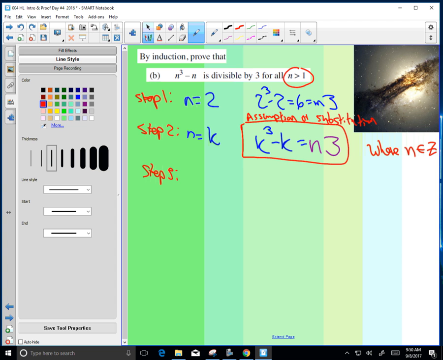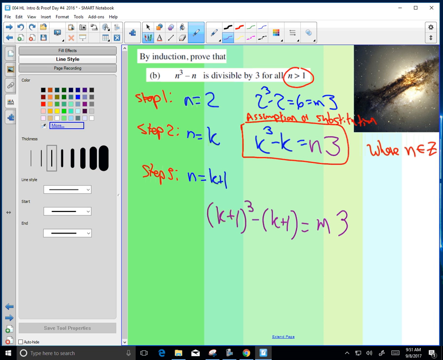So then for the next step, let n equal to k plus 1. Now what you're going to do is wherever there's a k, you put in a k plus 1. Should we write out the steps when we do it? Sure. That's fine. Might be easier to follow for you.